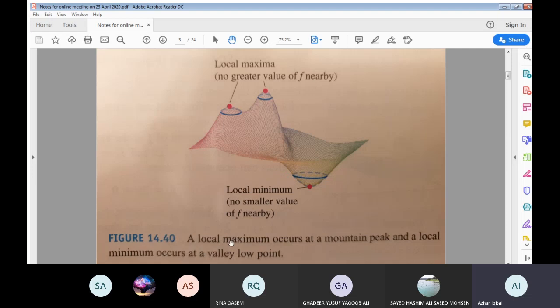So a local maximum occurs at a mountain peak, and a local minimum occurs at a valley low point. Consider that to be a valley low point, and consider that a mountain peak here. Okay, so this is the geometry of local maxima and minima.